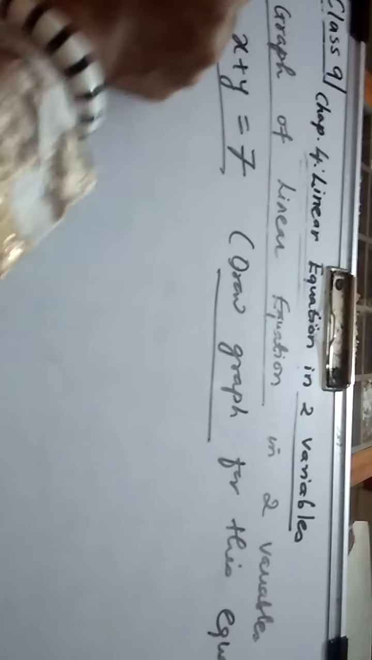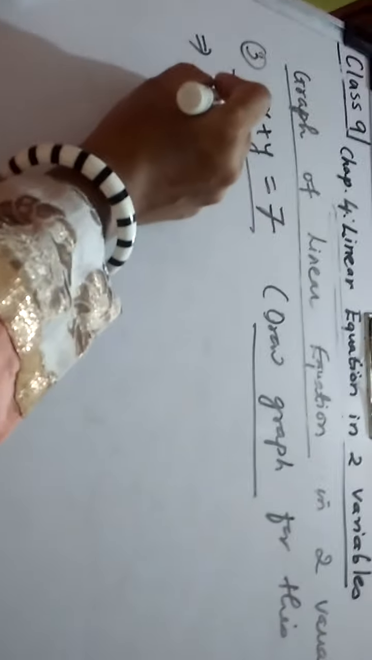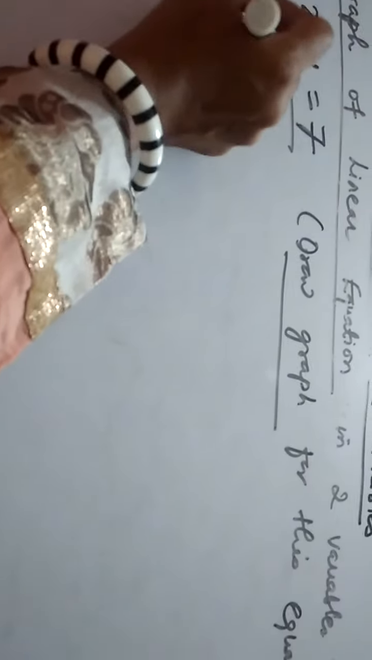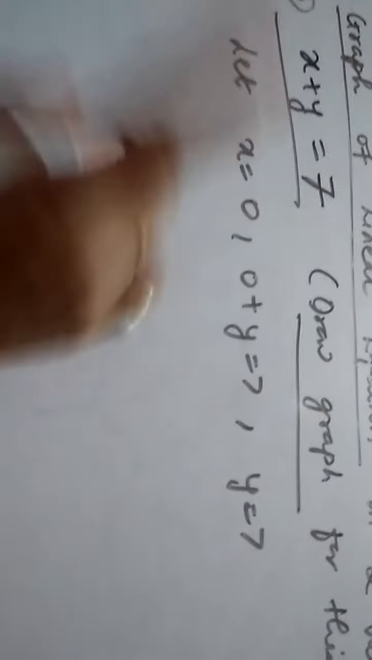So what are we going to do? See, to draw a graph we need minimum of 2 points. 2 points चाहिए या 2 से ज़्यादा चाहिए. ठीक है, let x is equal to 0. अगर x की वैल्यू में 0 लेती हो तो y कितना आएगा? 0 plus y is equal to 7. ठीक है, तो y is equal to 7 आ जाएगा.